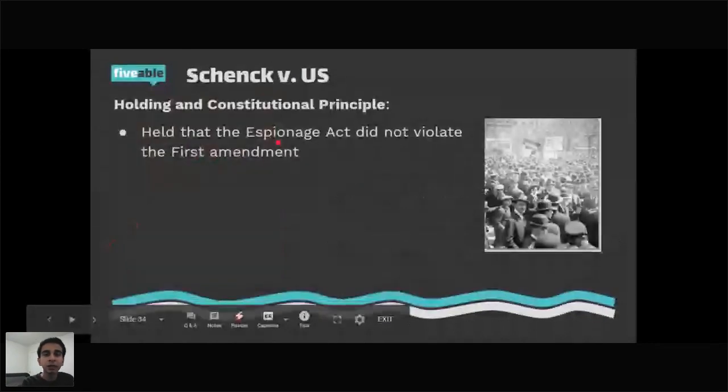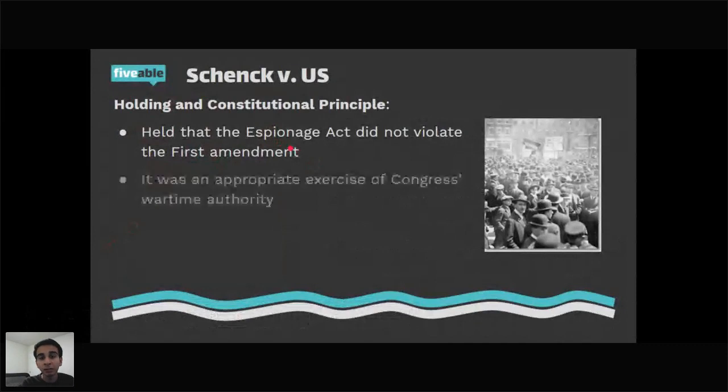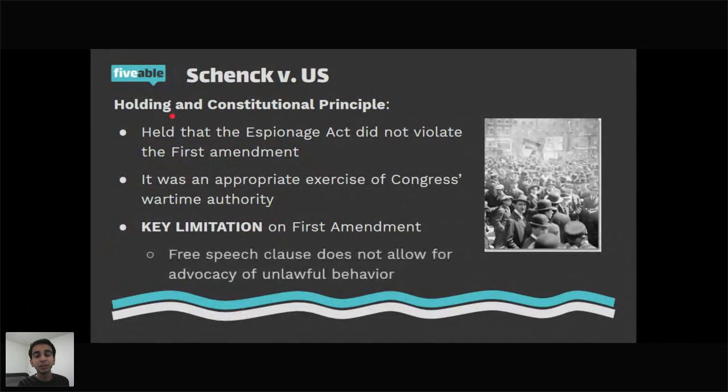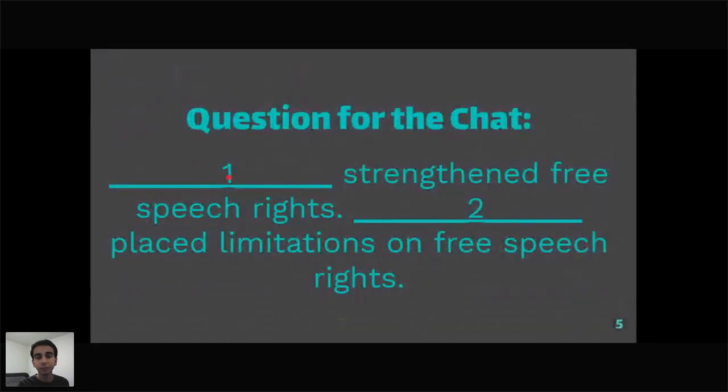What ended up happening was that the act did not violate the First Amendment, and it was an appropriate exercise of Congress's wartime authority because of something called the clear and present danger test, which is a key limitation on the First Amendment. The free speech clause does not allow for the advocacy of unlawful behavior. Just like you can't practice unlawful exercise of religion, you can't practice unlawful behavior and claim it's under free speech. So that's where the phrase clear and present danger comes from. If it causes a clear and present danger, then it doesn't necessarily go with the First Amendment.